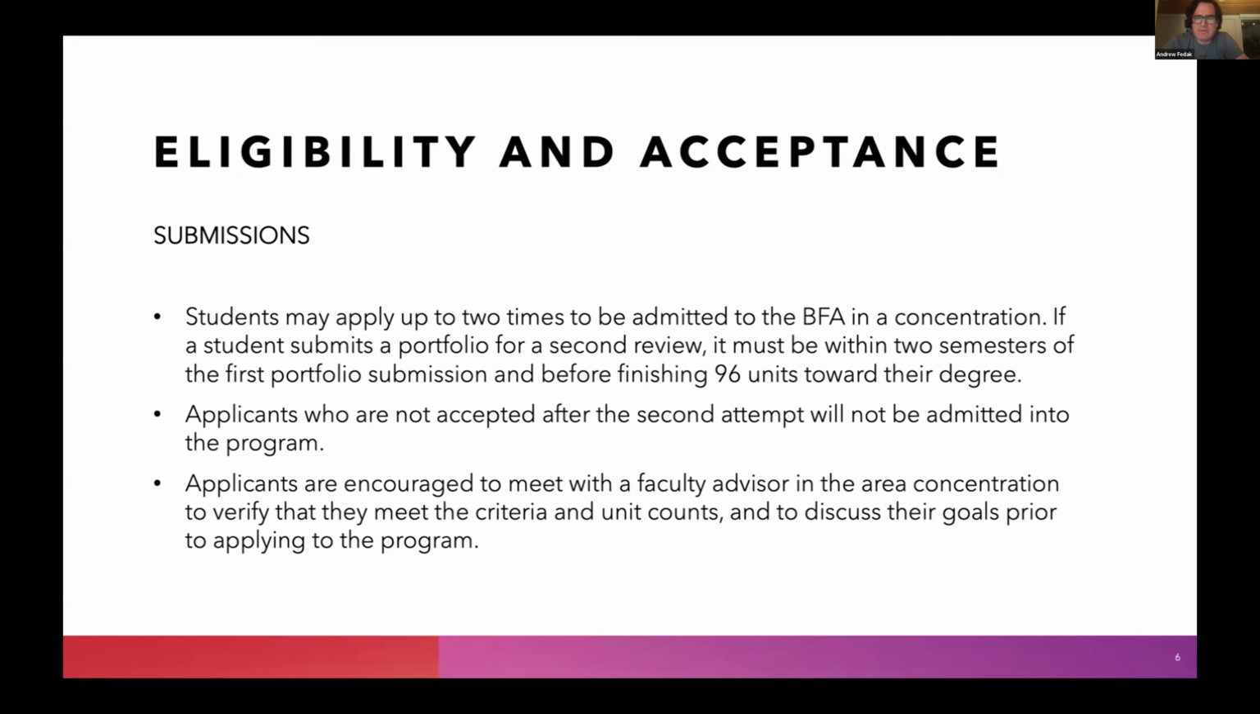Applicants are encouraged to meet with a faculty advisor in their area of concentration to verify that they meet the criteria and unit count and discuss their goals prior to applying to the program. So if you don't get in the first time, it's good to meet with us and talk to us about what's going on with your portfolio. And again, with the 96 unit count, it's something that you can talk to us about if you're going over on your second time.